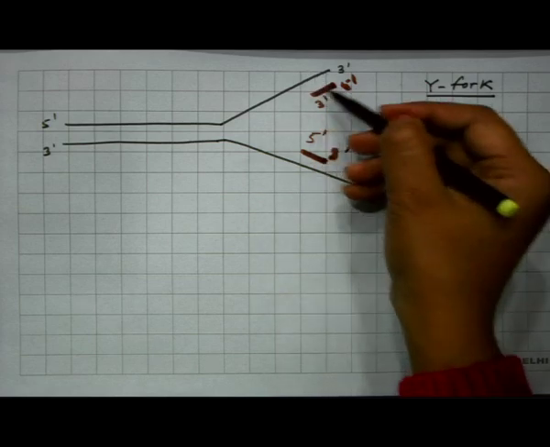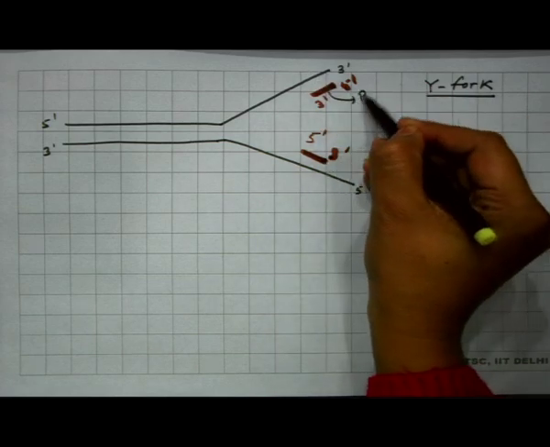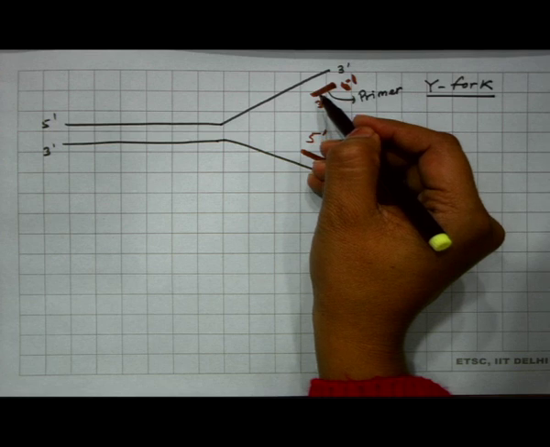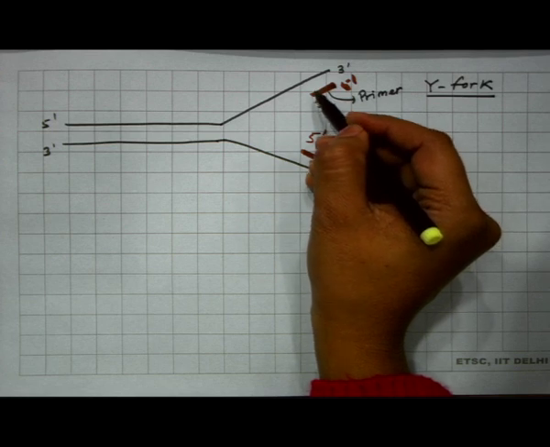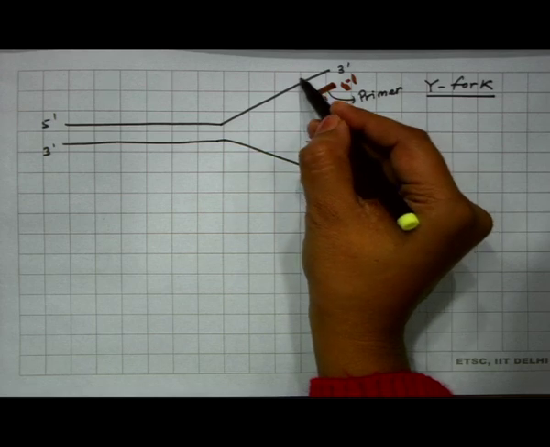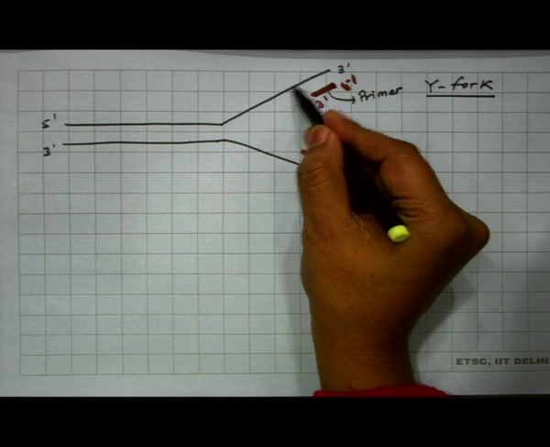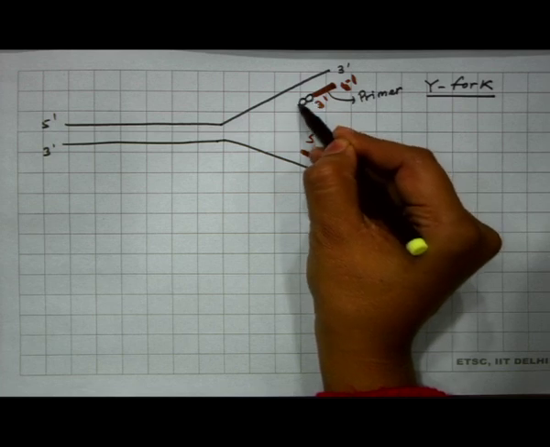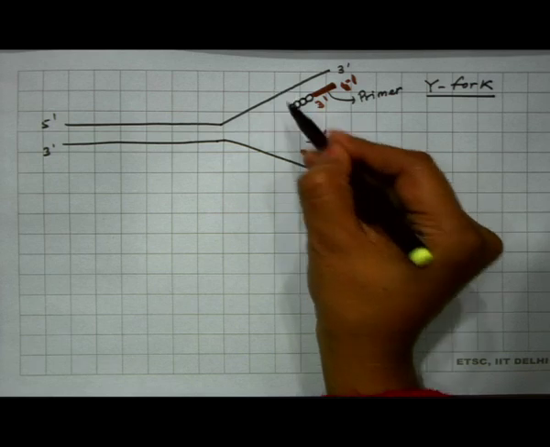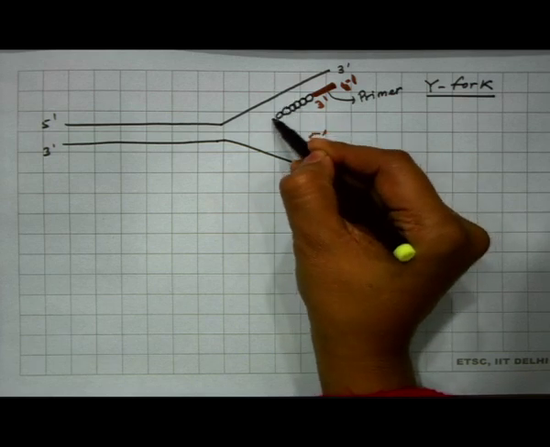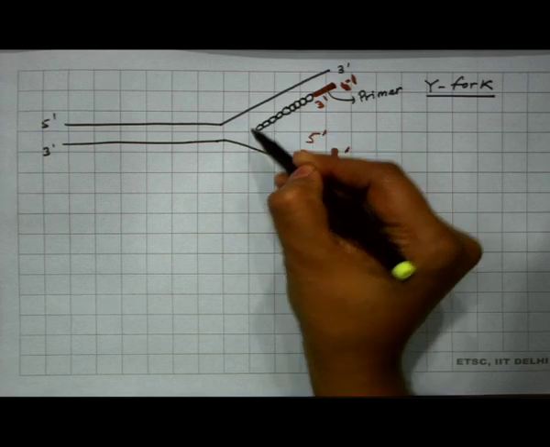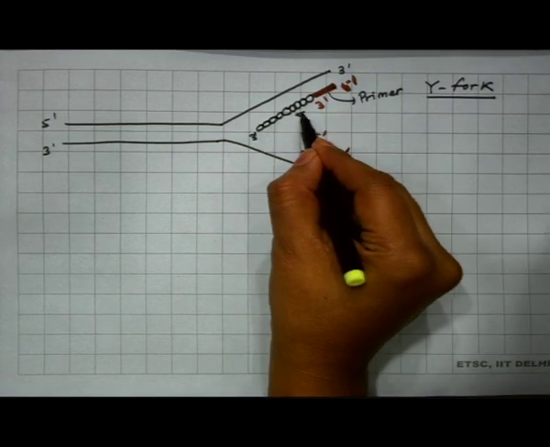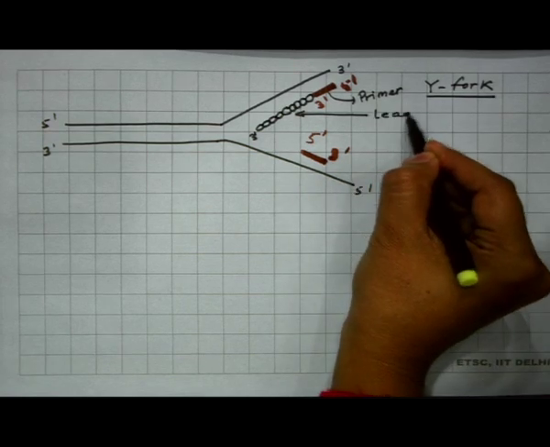Now in this particular strand, this primer is providing a free 3' OH group or end for DNA polymerase to bind the new nucleotide. DNA polymerase will bind over there, it will read the nucleotides of the template and will add the new nucleotides which are complementary to the template. Here the replication will always be in the 5' to 3' direction, and the replication is continuous. That is why this strand is called the leading strand.